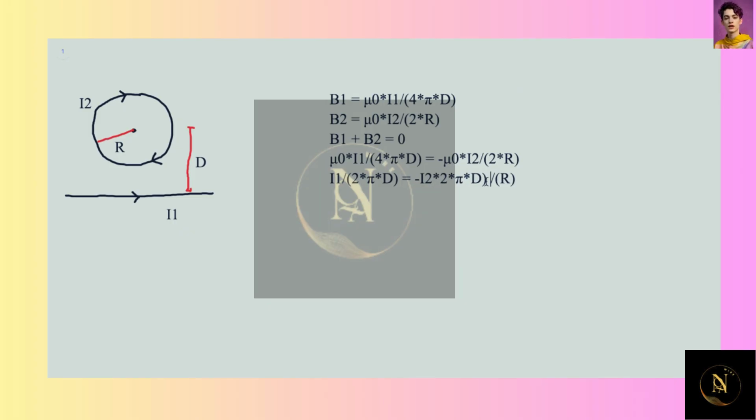We're going to get I1 equals I2 pi d divided by R. We just got rid of this part. The negative sign here is unnecessary because we're just looking at the magnitude, and remember, we already figured out the direction. So we can ignore the minus sign, but this is our final expression for the magnitude of the current I1 in order to make the magnetic field at this point 0.